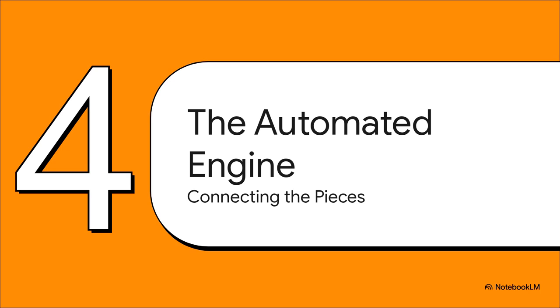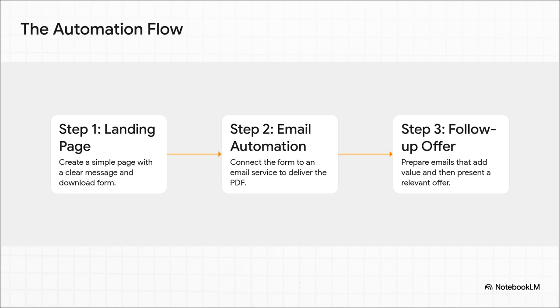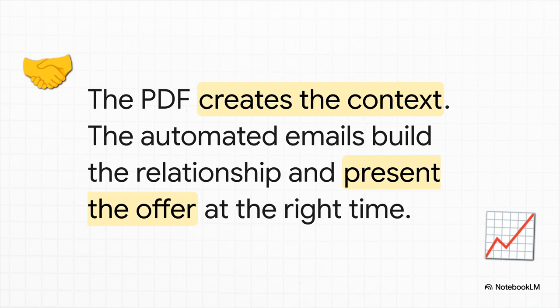So the PDF is the fuel, but fuel is kind of useless without an engine, right? Now we get to build the engine. This is where the magic of automation comes in, connecting all the pieces so they run all by themselves. And honestly, it breaks down into 3 pretty simple steps. First, you create a landing page, just a simple page with a clear message and a form to get the PDF. Second, you connect that form to an email service. Tools like GetResponse or System.io are great for this, and they'll deliver the PDF automatically. And third, you prepare a little sequence of follow-up emails that keeps providing value and then guides them towards your offer.